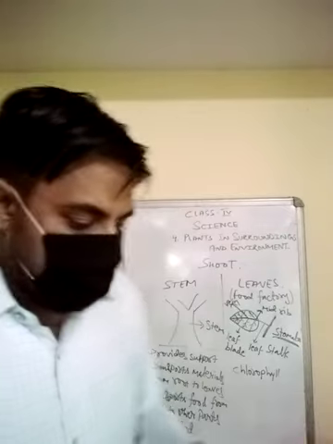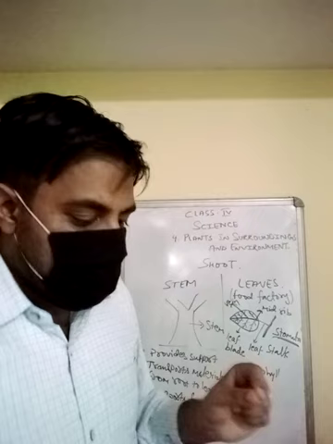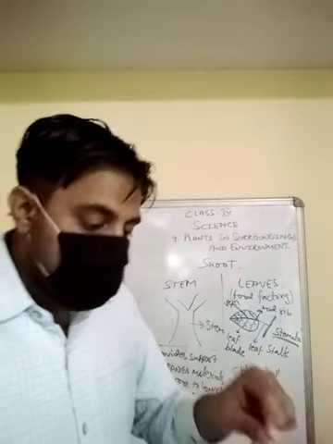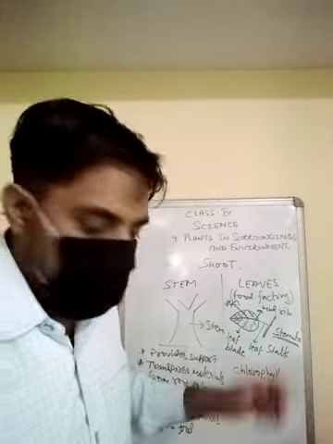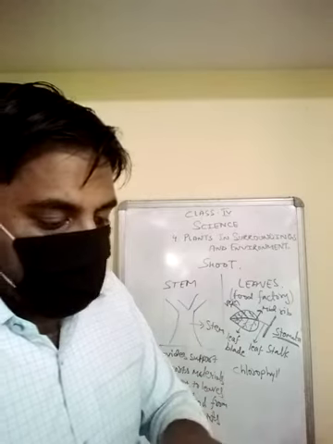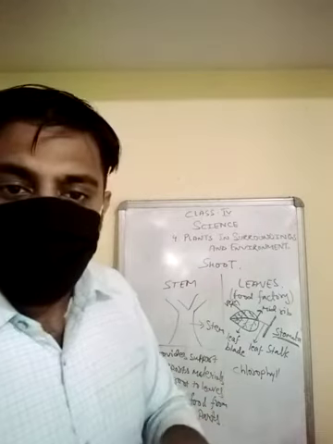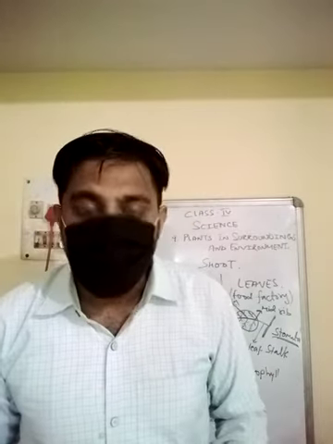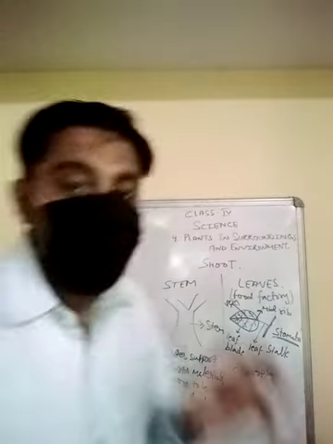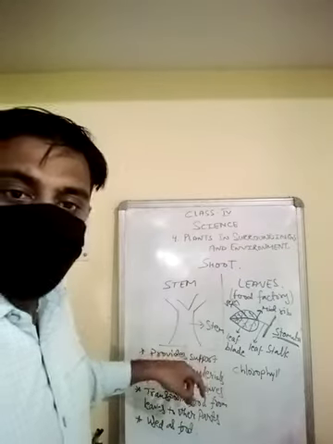Coming to the functions. The main functions of the stem are: first, the stem carries water and minerals from the root to the leaves for making food. Transport material from root to leaves. Next, it transports food from leaves to other parts of the plants. Third, strong stems provide support to the plant to stand upright. Its main function actually is to provide support.